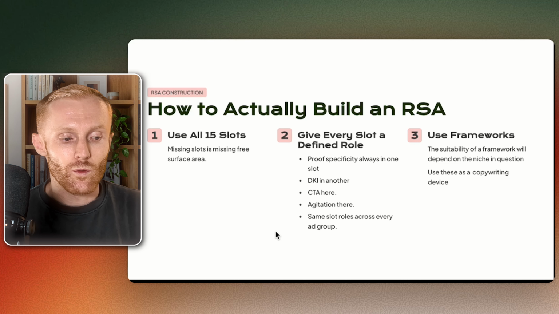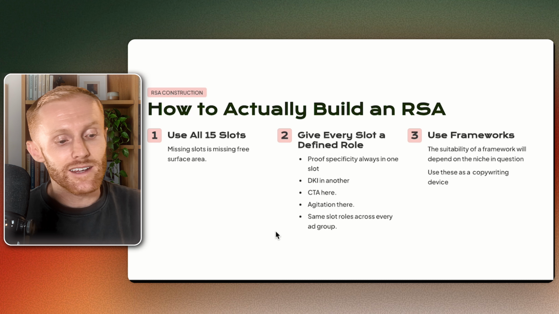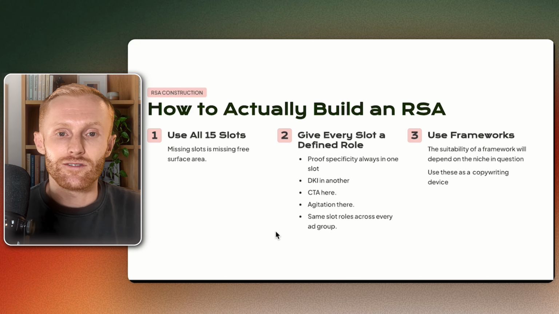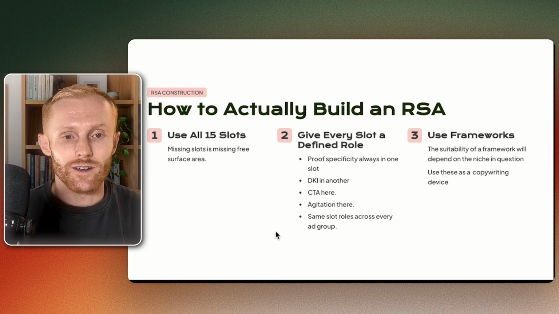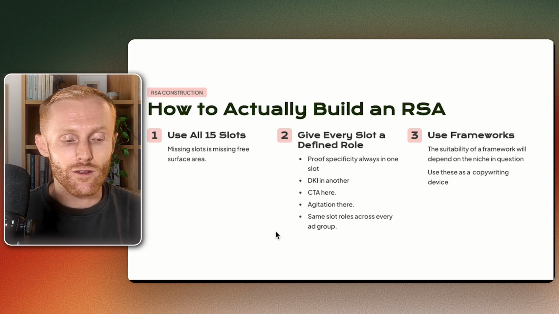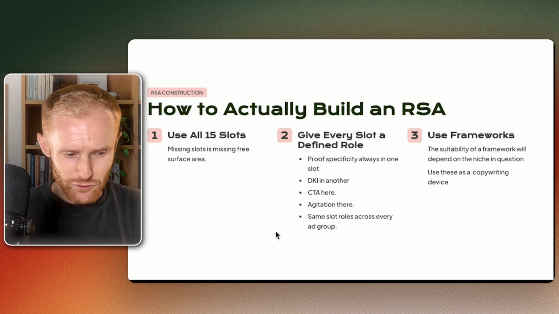But the way to do that within an automated workflow like this and not have things mess up is to give every slot a predefined role. So what we like to do is take those 15 headlines and give each one a specific slot depending on the niche. So like we'll always have, say, slot 2 as dynamic keyword insertion, we'll have slot 3 as the brand, we might always have proof specificity as 1, and this will depend on the niche.